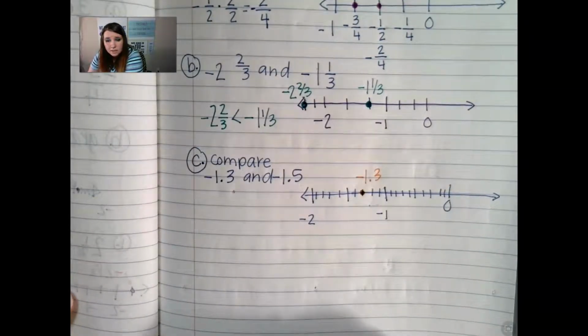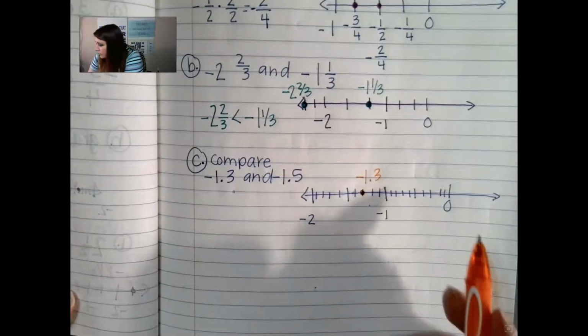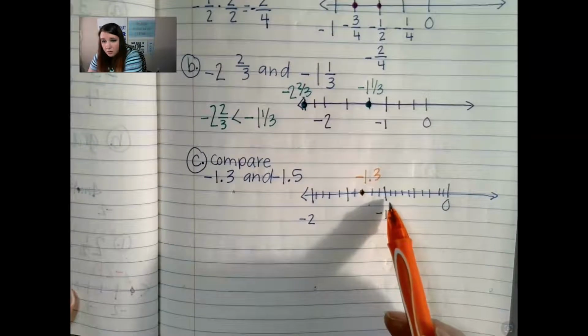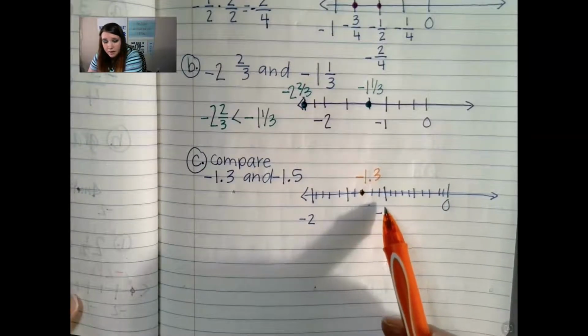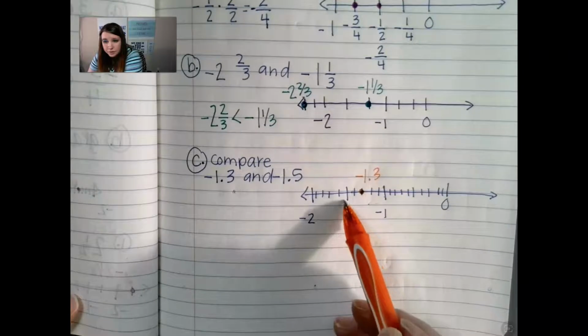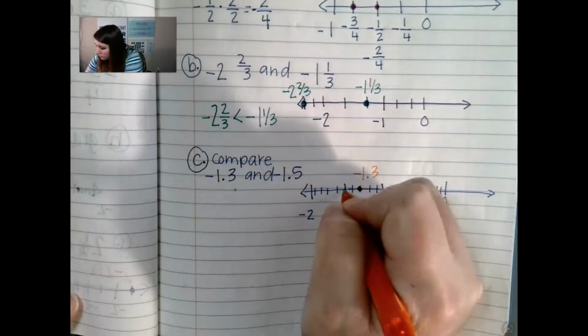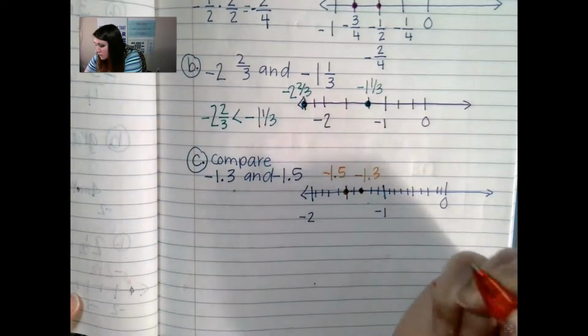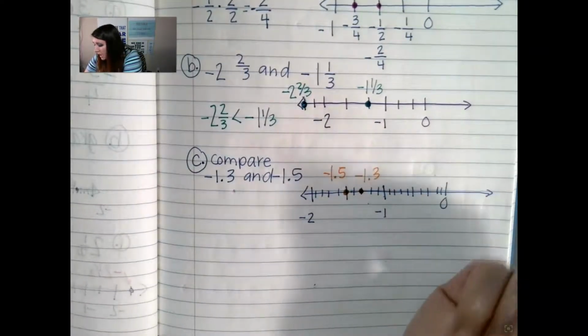And then our next one is -1 1/2. So we're going to go back to 0, go to 1 for the whole, or the -1, and then we're going to go to 1/2, which is right here. So -1.5 is the same as saying -1 1/2.